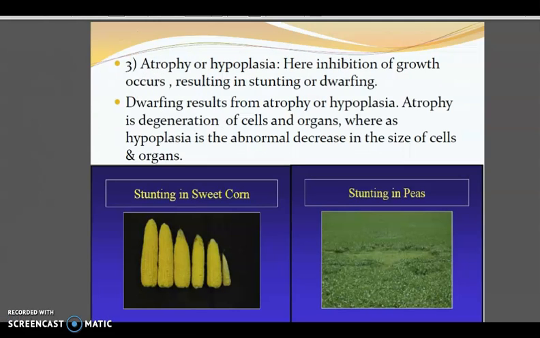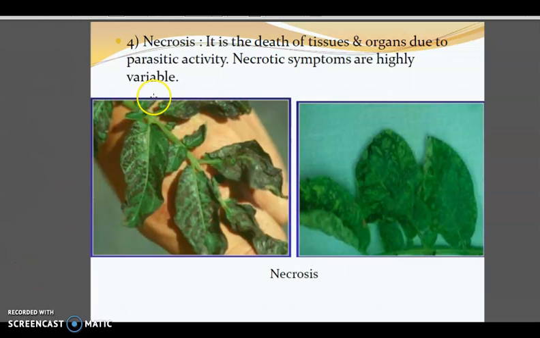The next one is atrophy or hypoplasia. Here, inhibition of growth occurs resulting in stunting or dwarfing. Atrophy is degeneration of cells and organs, whereas hypoplasia is the abnormal decrease in the size of cells and organs. The next one is necrosis. It is the death of the tissues and organs due to parasitic activity.